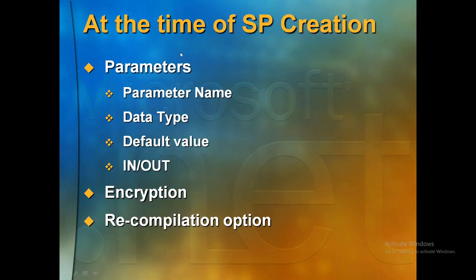Remember that. At the time of creating a stored proc, we need to provide parameter, data type, default value, input and output, and encryption. Once you encrypt the code, nobody can decrypt it. You can also provide a recompilation option. What is the recompilation option? We can see that later. Encryption means the code will be encrypted. Nobody can see the code. That is the meaning of encryption.